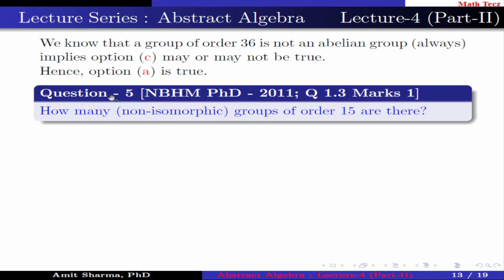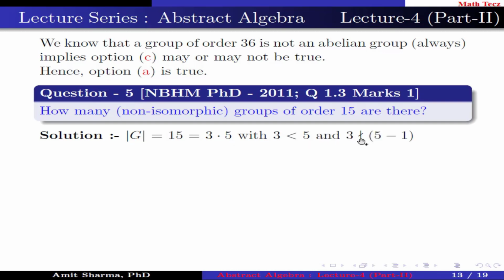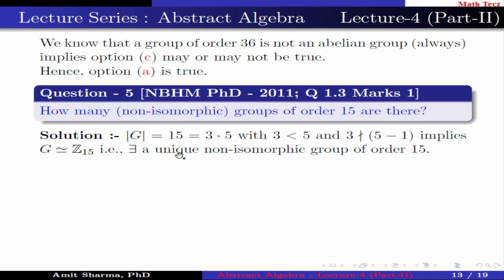Question number 5. This question was asked in the NBHM PhD exam in 2011. How many non-isomorphic groups of order 15 are there? The order of G is 15, which can be written as 3 into 5 with 3 less than 5, and 3 does not divide 5 minus 1, implies G is isomorphic to Z15, that is, there exists a unique non-isomorphic group of order 15.